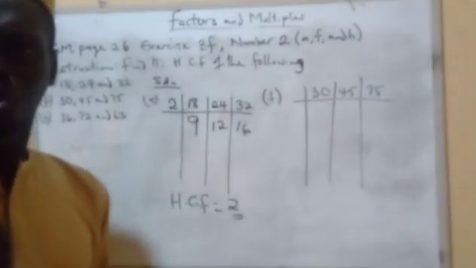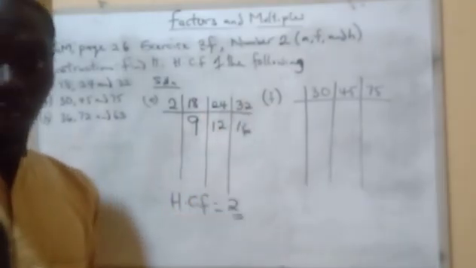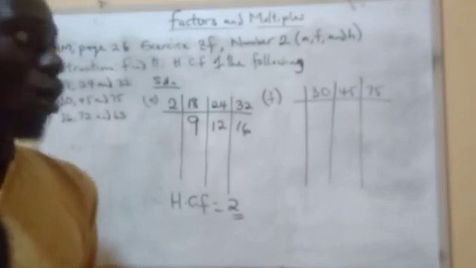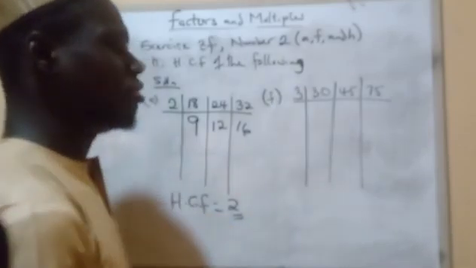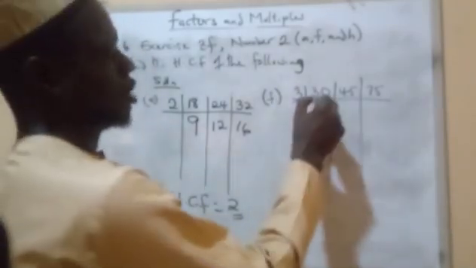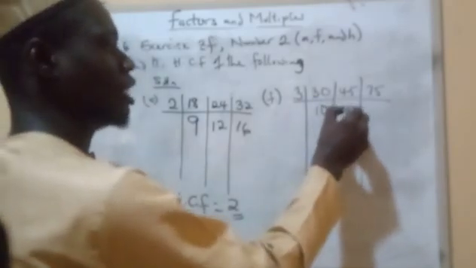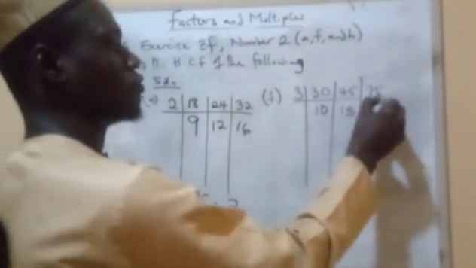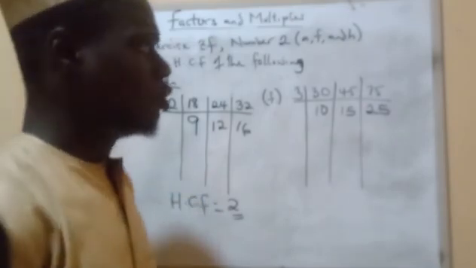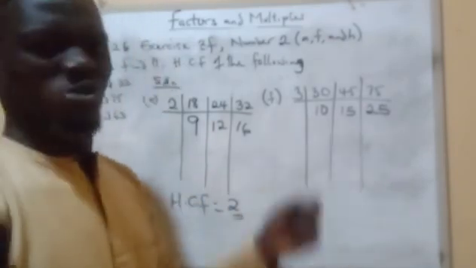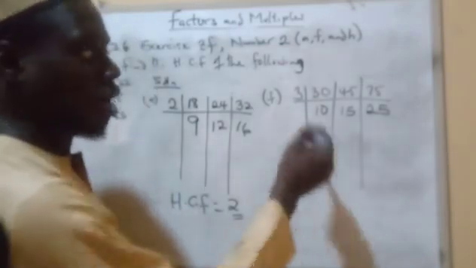We can't use 2, because 2 can only divide 30 without remainder. Can we use 3? I think 3 can be used. So we use 3. 3 in 30 is 10. 3 in 45 is 15. And then 3 in 75 is 25. Can we still use 3? No. 3 can only divide 15 without remainder. So we move to 5. 5 can divide everything.